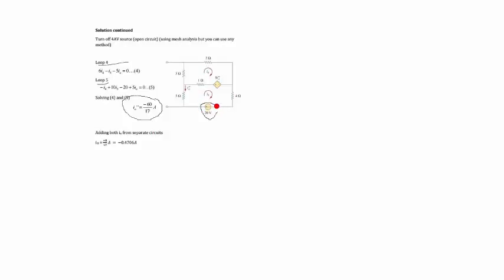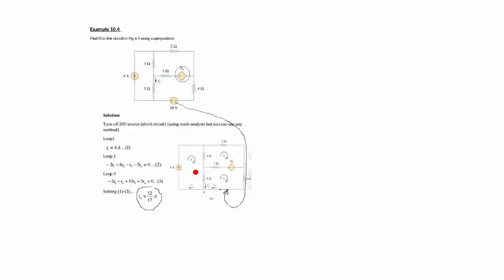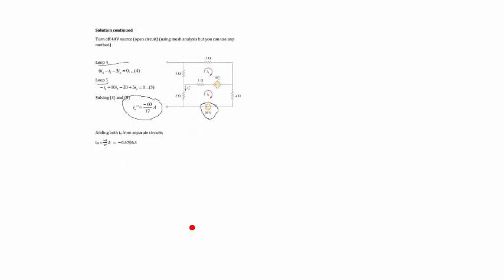Now you have found your value for I0 from the 20 volt supply. We have also found it using the 4 amp supply. What you have to do now is add. So once you add these two, you should be able to get your true value of I0, which is the total of the two supplies, which is minus 8 upon 17 amps.